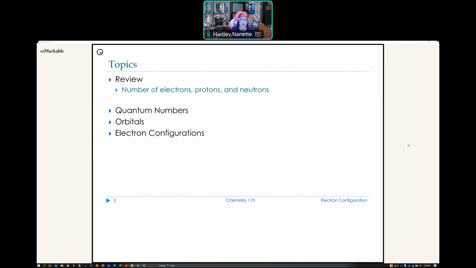Understand that quantum numbers and orbitals are both information only, so you won't need to know any of that. It's just to help you understand, and it may or may not help. But it's not stuff you'll get tested on.